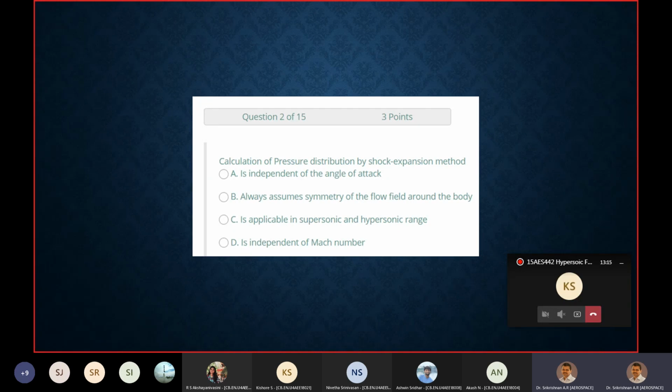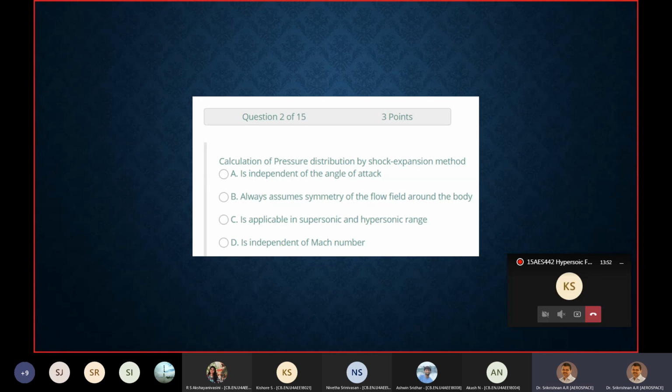Okay. "And always assumes symmetry." That's not correct, because even if there is an asymmetry, for example, if there is an angle of attack, there is an asymmetry. Even in that case, we can use the shock expansion method. Only thing we should be careful about is where we are taking shock and where we are taking expansion, because the response of the flow will be different on the two sides. So when you have an angle of attack, the flow is going to be asymmetric, but despite that, the method is still applicable.